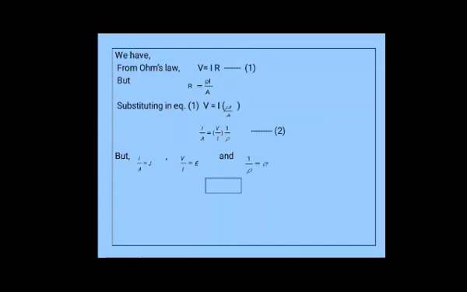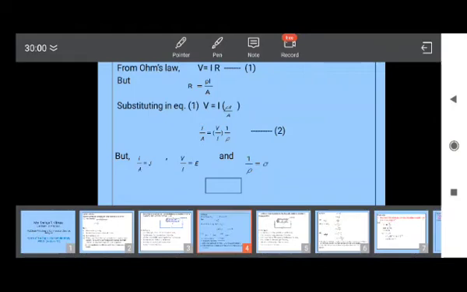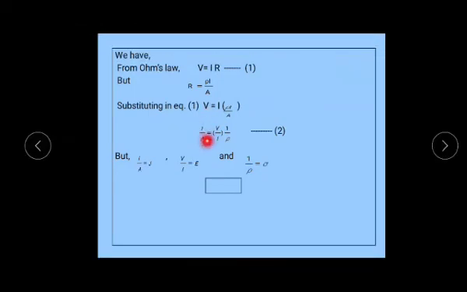I by A, which is on the LHS, we got it as J. And on the RHS of the equal to sign, V by L is nothing but E, and 1 divided by rho is nothing but sigma. Now, if you substitute this in equation 2, you will get your final answer, that is J is equal to sigma E.